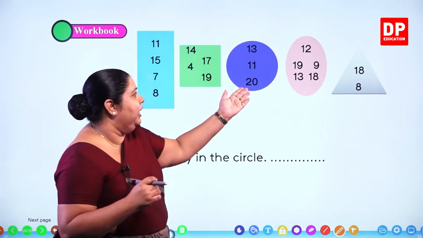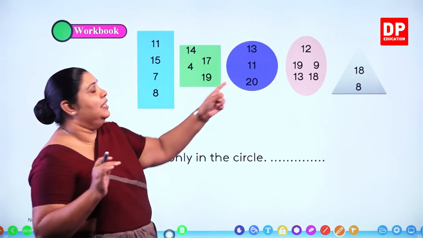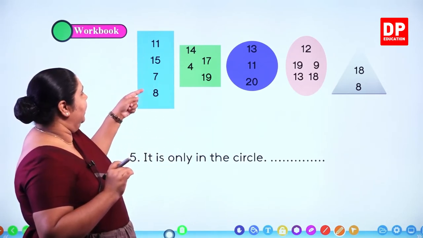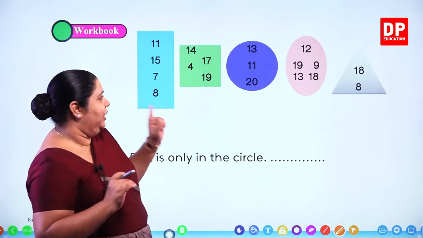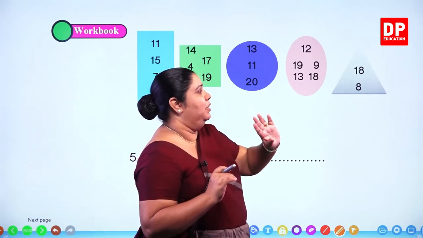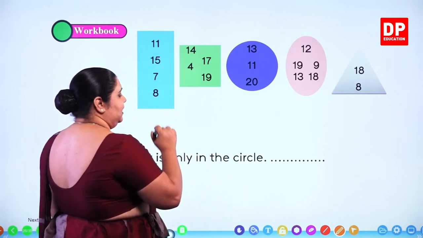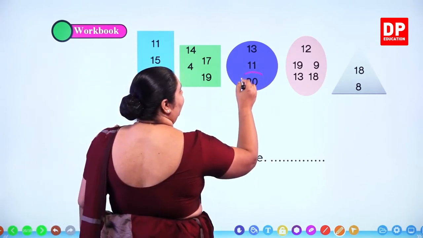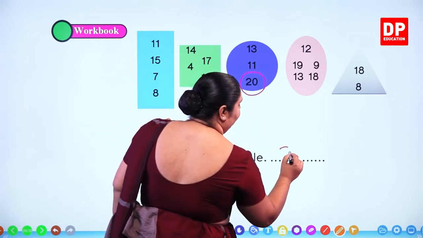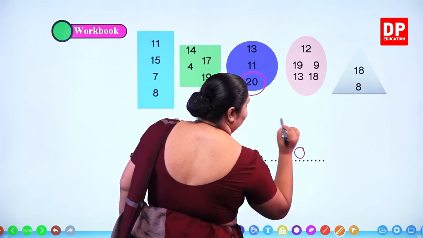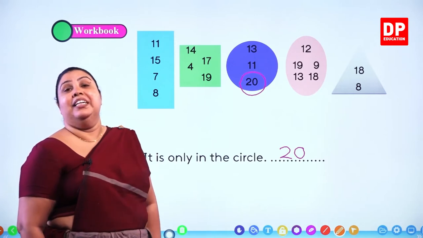So it has to be number 20. Let's see whether we have number 20 in the other shapes. In the rectangle, we don't have number 20. Square, no number 20. Oval, no number 20. And triangle, no number 20. So this number which is only in the circle is number 20. Only in the circle is number 20. Right? So now we have completed that as well.